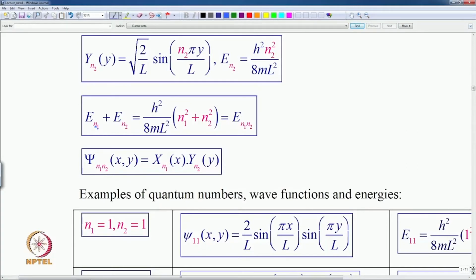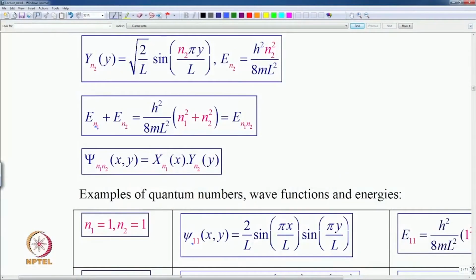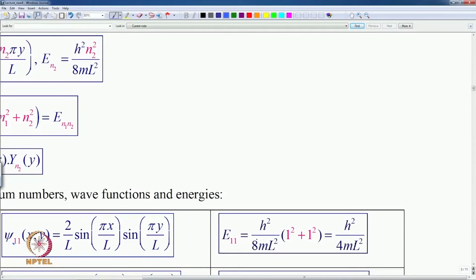Let me repeat this. When the quantum number is 1 1, the wave function is given by psi 1 1, and it is given by the product of 2 by L sin pi x by L and sin pi y by L, and the energy is of course the sum of 1 square plus 1 square times the whole thing. Therefore, the energy for this process E11 is h square by 8m L square times 2.